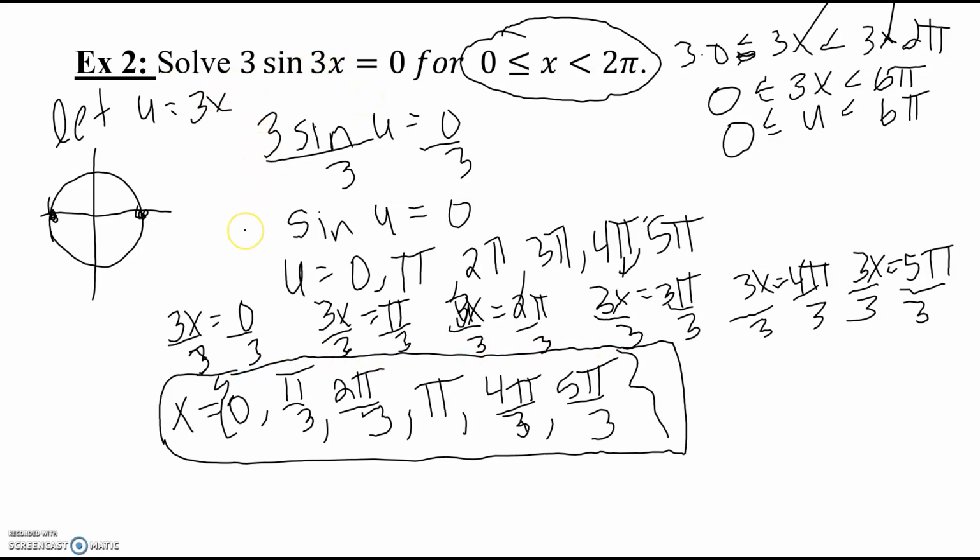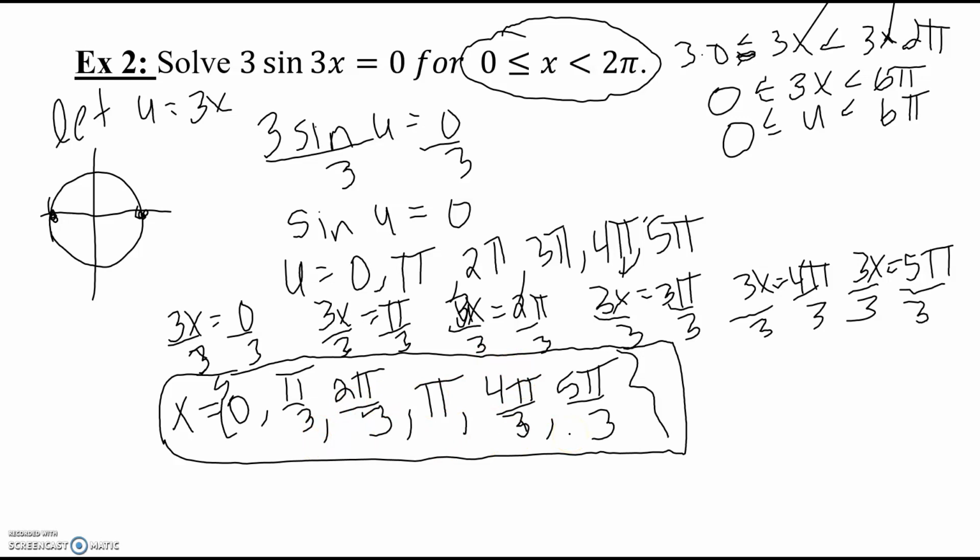So if you have any questions about anything I did here: I let u equal 3x. Then I solved that equation with u in it. I had to adjust my rotations considering what u equals. Then I found all of the points where that statement is true, which gives me sine of that value u. And then I plugged in 3x back for u. So I set each of these equal to 3x and solved for x. And that gave me my solutions, okay?